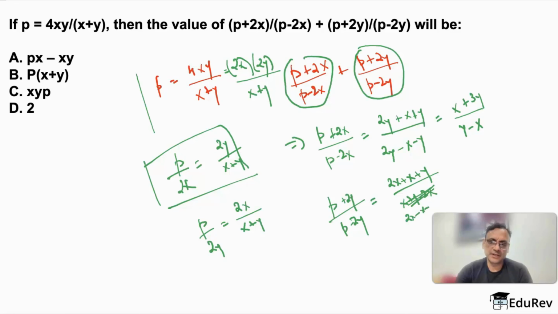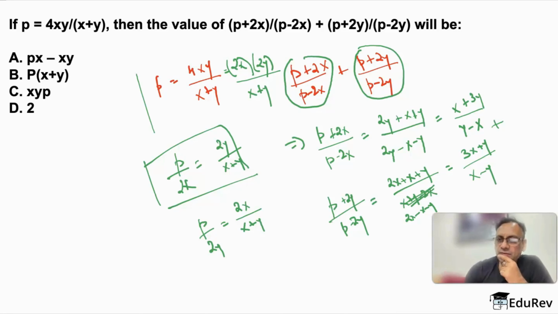minus x minus y, which gives me (3x + y) upon (x - y). Okay, now I have to add these two. The first fraction, if I take the negative out, can be written as (-x + 3y) upon (x - y). This negative I have taken out, so basically y minus x becomes x minus y.